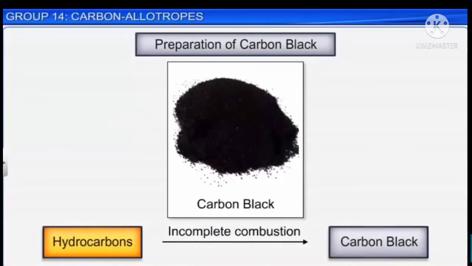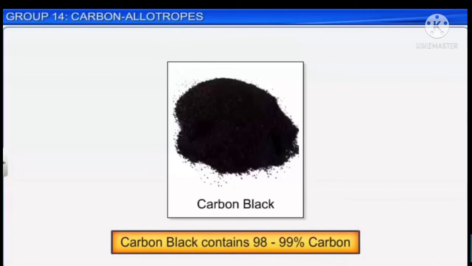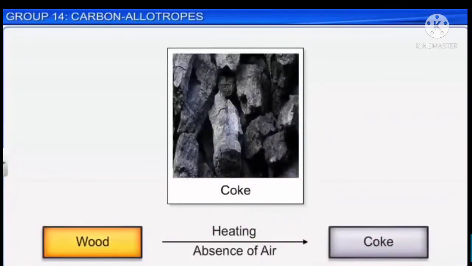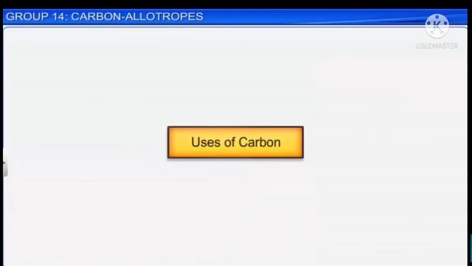Carbon black is formed by burning hydrocarbons in a limited supply of air, or by incomplete combustion. It is an almost pure form of amorphous carbon containing 98 to 99% carbon. Coke is formed when wood is heated at high temperatures in the absence of air, which is called the destructive distillation of wood. To form charcoal, coal is heated at high temperatures in the absence of air.